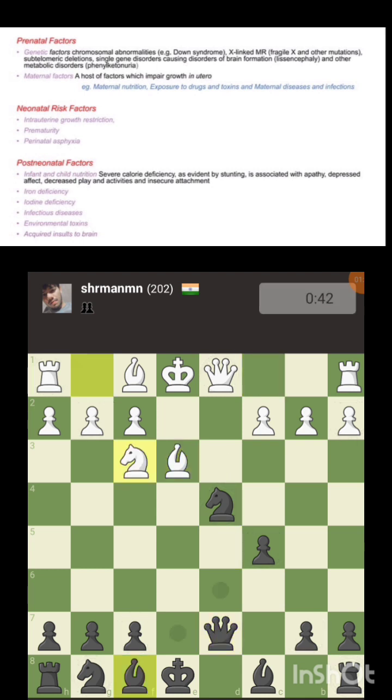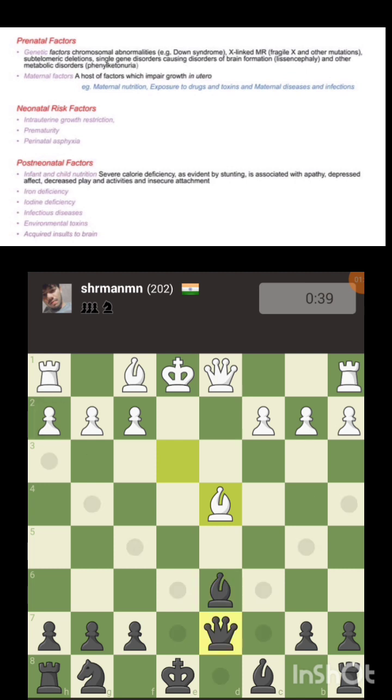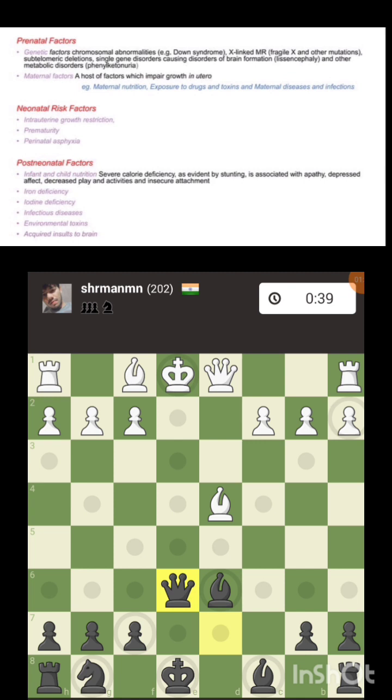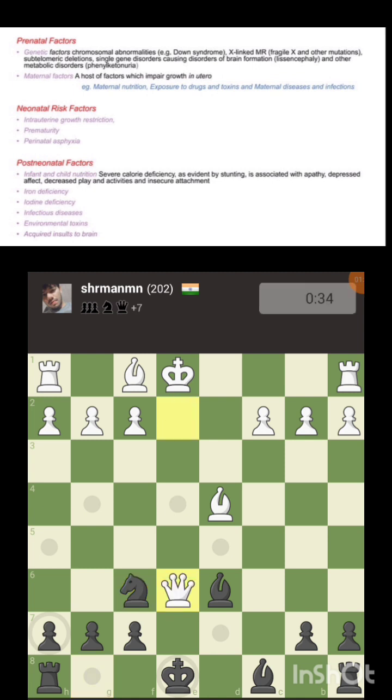There are maternal factors like maternal malnutrition, exposure to drugs and toxins, and there are neonatal factors like intrauterine growth restriction, prematurity, perinatal asphyxia. There are postnatal factors like infancy and child nutrition, iron deficiency, iodine deficiency, infectious diseases, environmental toxins, and acquired insults to brain, as in trauma to brain.